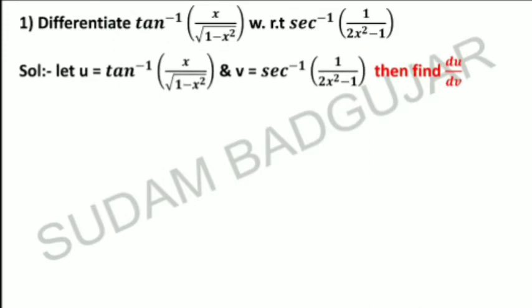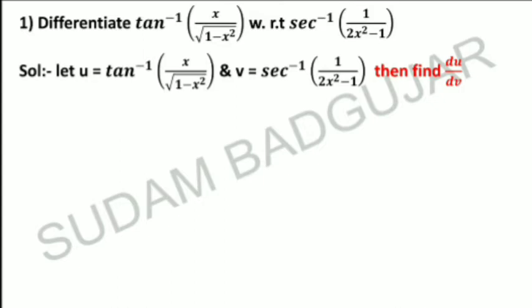Now question number 1 from your text: differentiate tan inverse of x upon under root of 1 minus x square with respect to sec inverse of 1 upon 2x square minus 1. Now this is a very simple form. Here there is no y equal to or x equal to, there is no equation form. Differentiate one function with respect to another function.